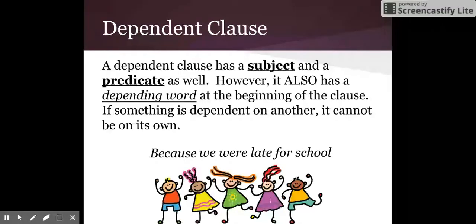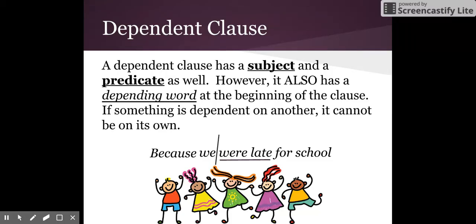Now, a dependent clause has a subject and a predicate because a clause, not the Santa, has a subject and a predicate. It has a subject, a predicate, but it also has a depending word at the beginning of the clause. If something is dependent on another, it cannot be on its own. So let's go through our grammar pirate steps here. Step 1, underline the verb. We're late. It's a verb phrase here. Step 2, that's right, draw the mast.